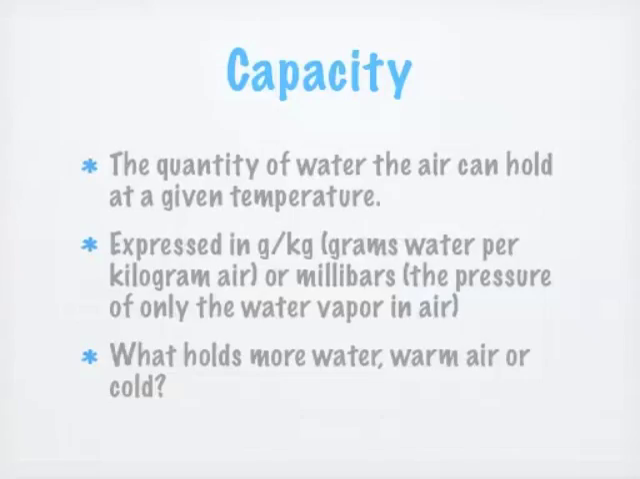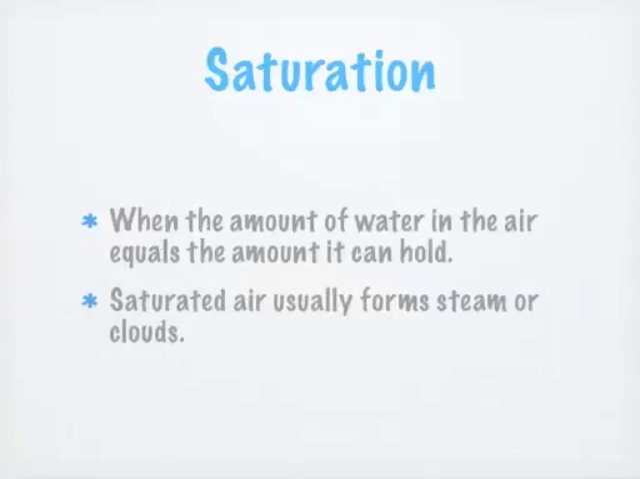Okay, here's an overview of the main terms. Capacity is the quantity of water the air can hold at a given temperature. It's expressed in grams per kilograms, which is grams water per kilograms of air, or millibars, the pressure of only the water vapor in the air. So what holds more water, warm air or cold? Saturation, when the amount of water in the air equals the amount it can hold. Saturated air usually forms steam or clouds.